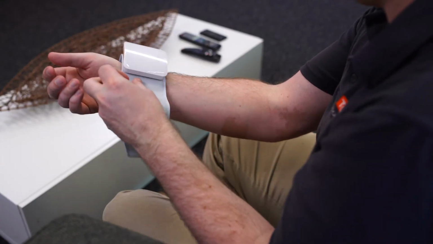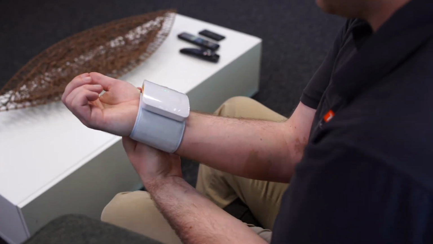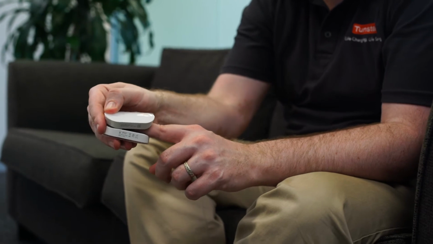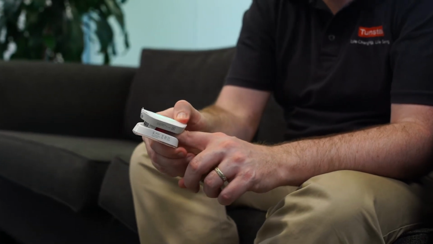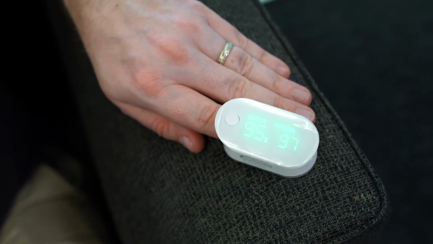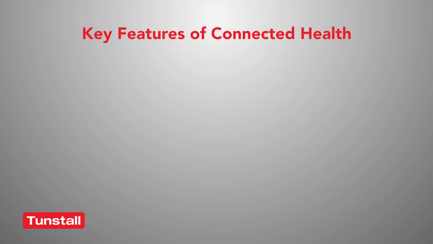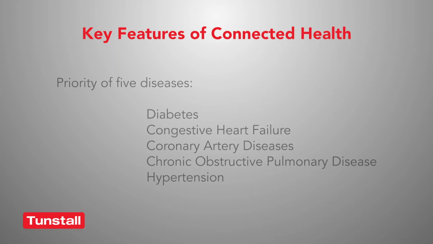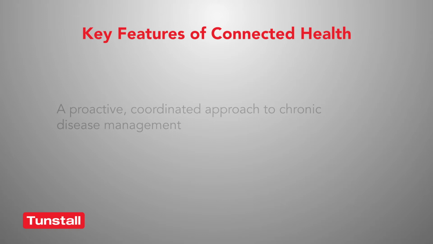Connected Health is the consistent and accurate remote monitoring of patients' vital signs and well-being data, monitoring patients with long-term conditions within their own homes. The key features of Connected Health are priority of 5 diseases: diabetes, congestive heart failure, coronary artery diseases, chronic obstructive pulmonary disease, and hypertension. A proactive, coordinated approach to chronic disease management.